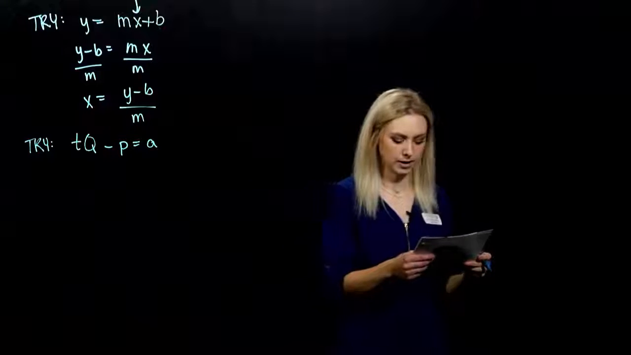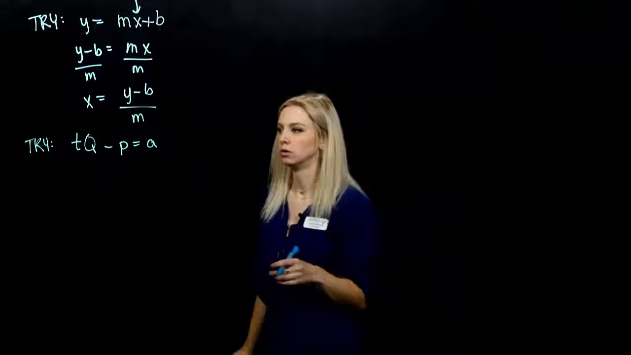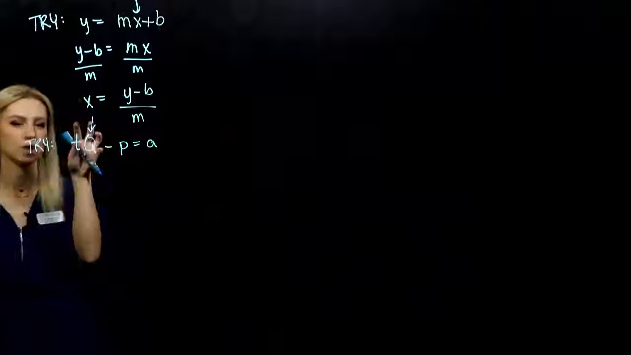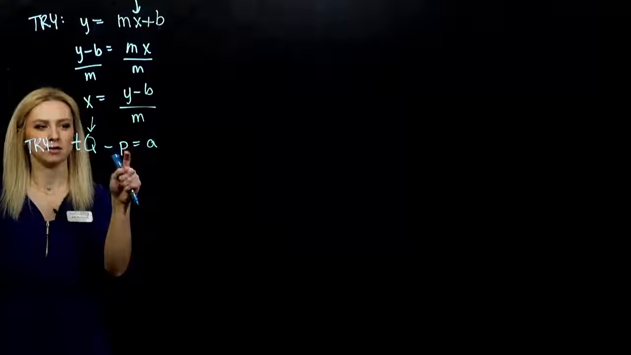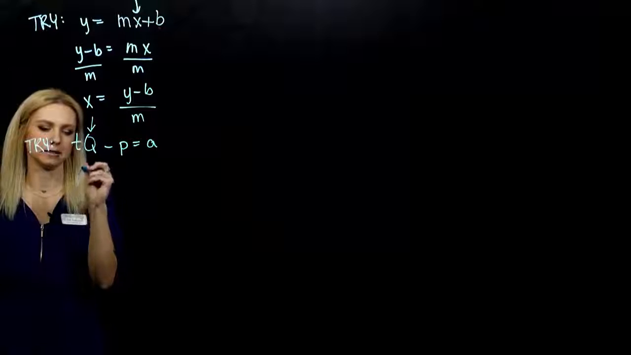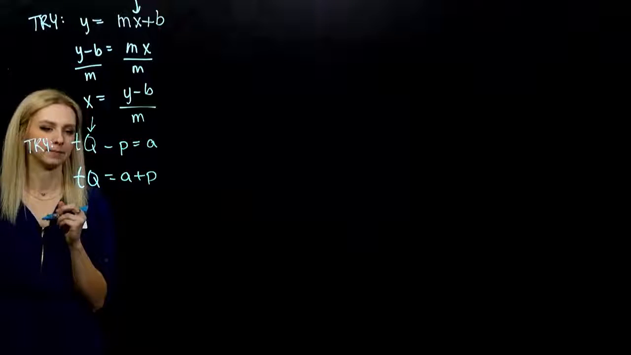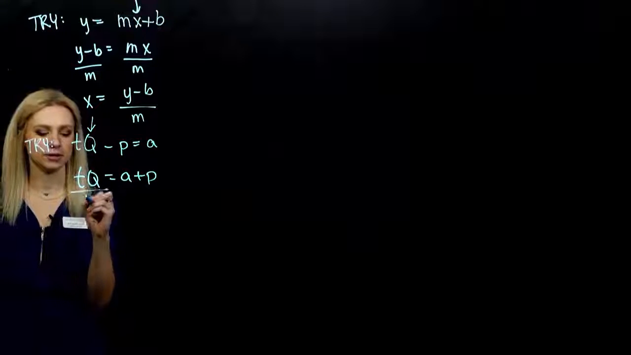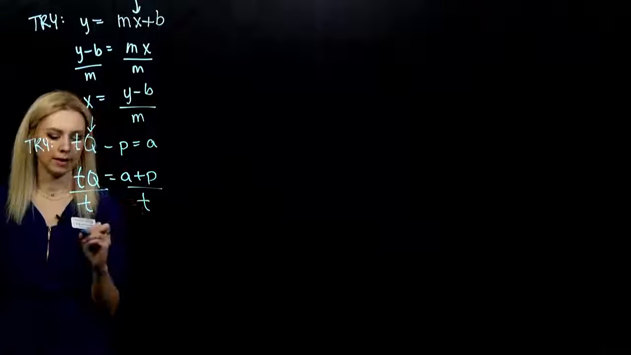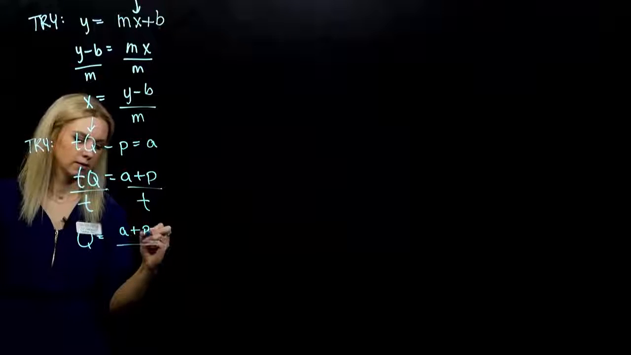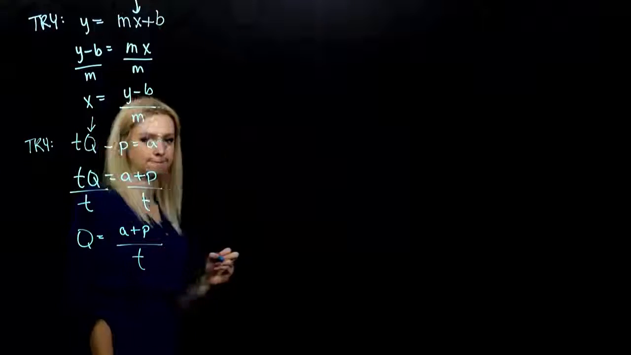For the second one, you're asked to solve for q. So again, if I want that variable on its own, this term has to first be isolated. So what do we need to do to both sides? Add p to move it over. And we're trying to solve for q, so we need to divide both sides by t. So q is a plus p divided by t.